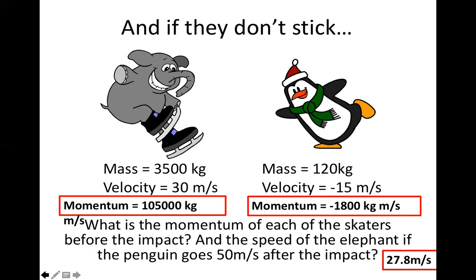So you take the momentum, you add them together, you get 103,200, correct? That is the momentum before, when I add both the momentums of each together. And then you divide it by what? 3,620, because you add both the masses.